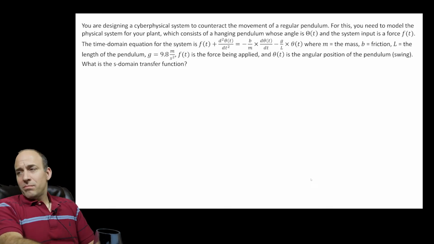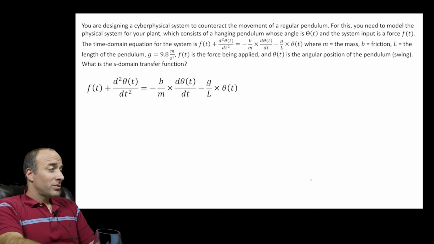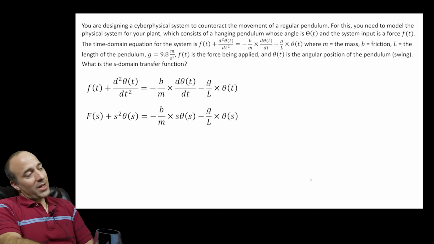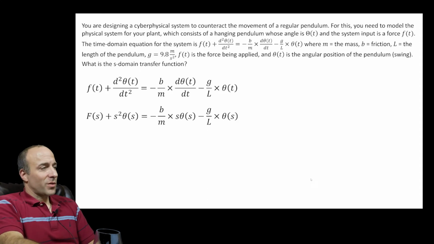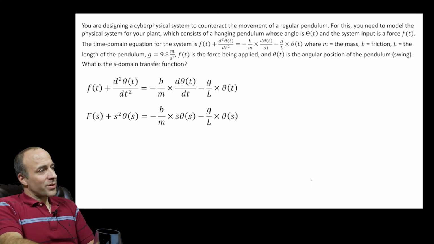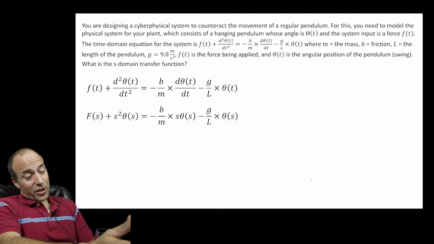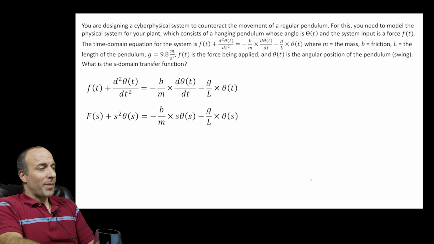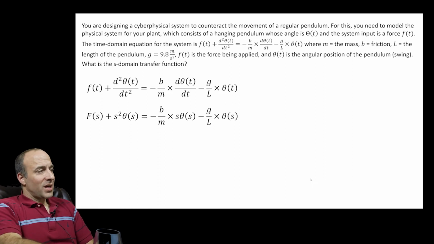Well, we have to convert it to the S-domain. We can do that pretty easily because second derivatives just get translated to s squared. First derivatives translate to s. There are no integrals, and the linear terms, the terms that are not multiplied by any of the variables, just stay as they are. Namely, negative b over m, negative g over l.